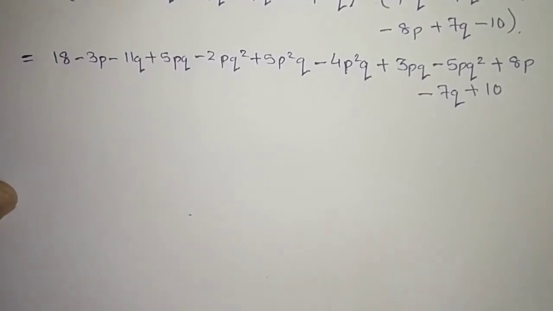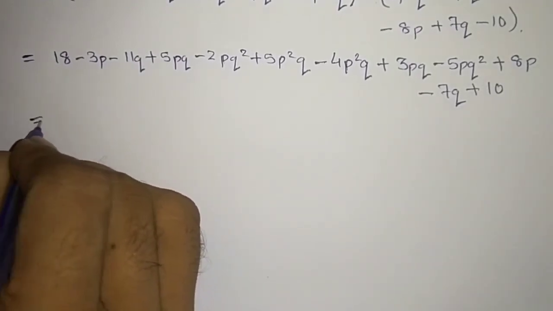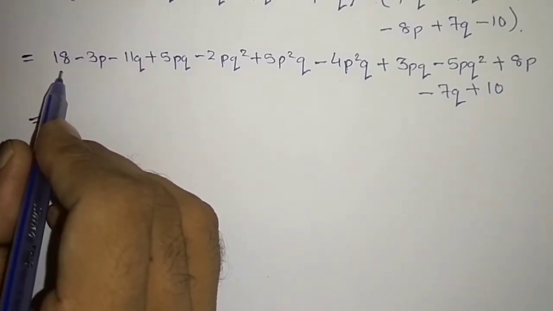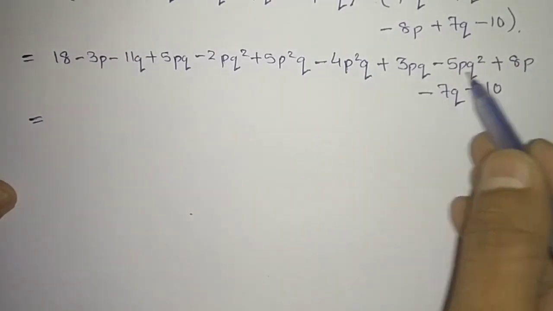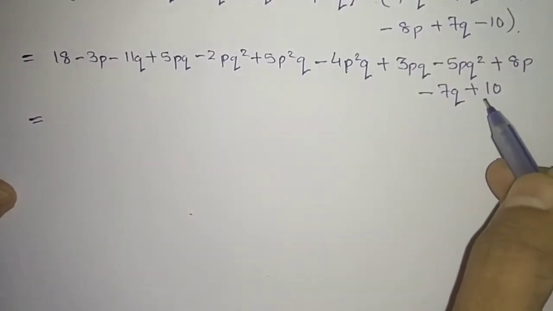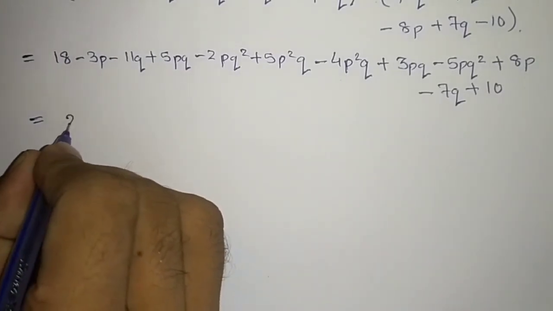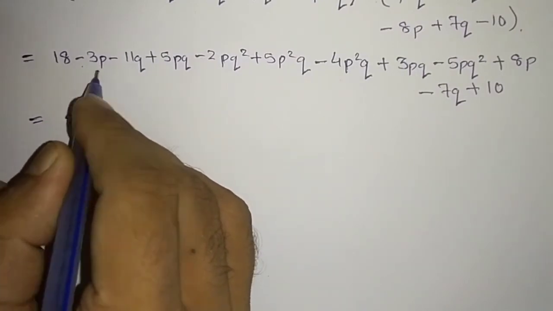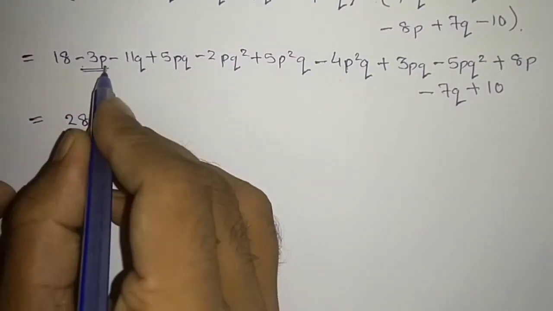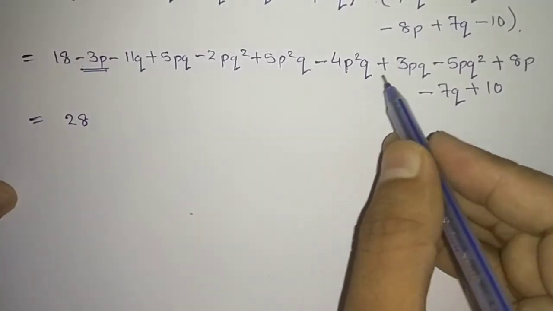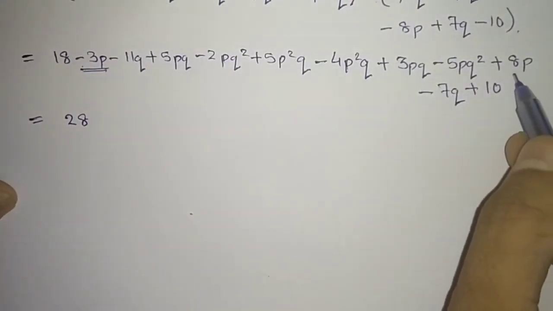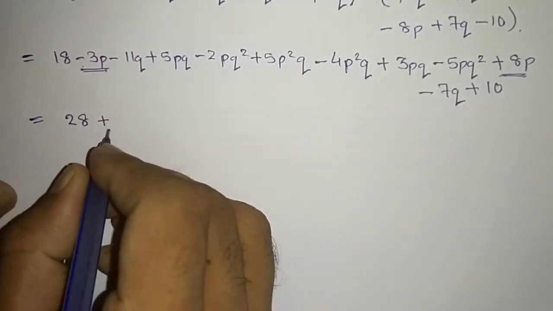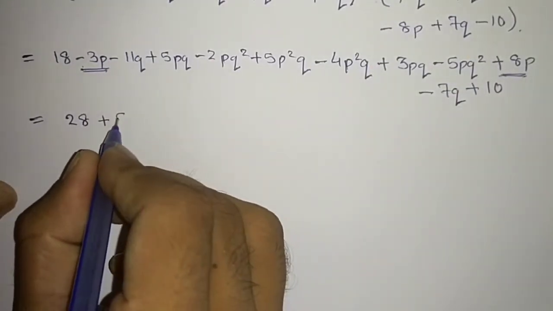Bigger expressions, so we have to be a little careful. 18, here I am having 18, the constant number. I will look for the other constant number, and that I am having 10. Both are in positive signs, so it will become 28. Now minus 3p, I will look for the other term which is having p only. Here you can see plus 8p and minus 3p. Positive sign is greater, so I will keep positive sign and then subtract. 8 minus 3 is 5p.